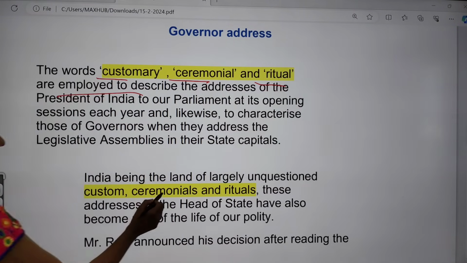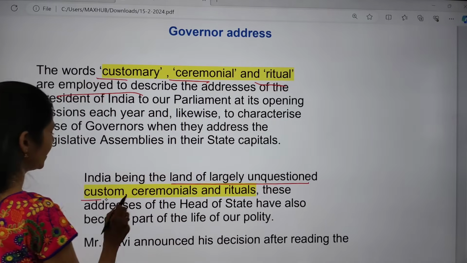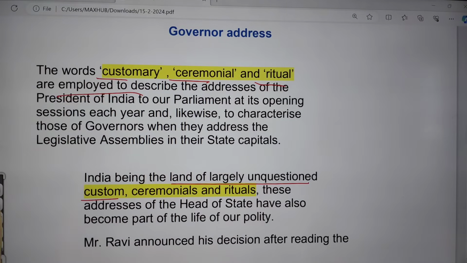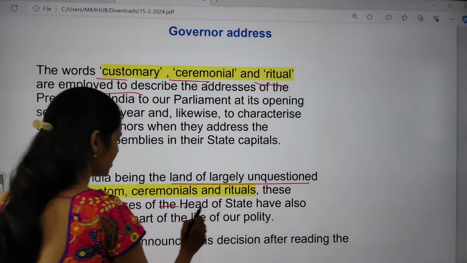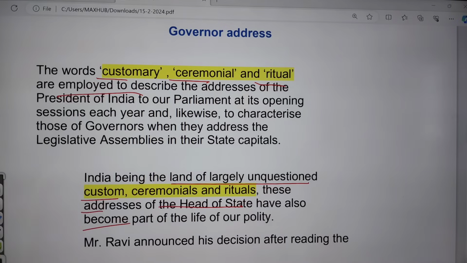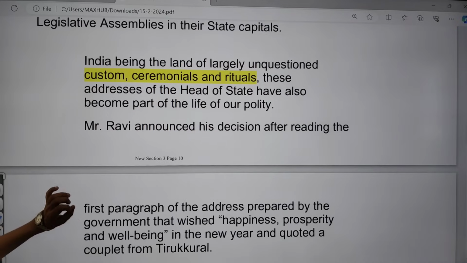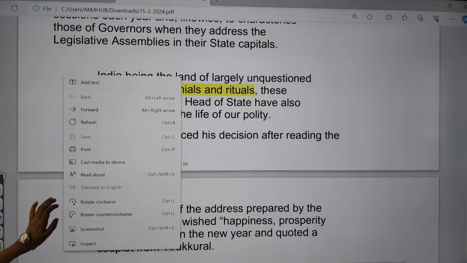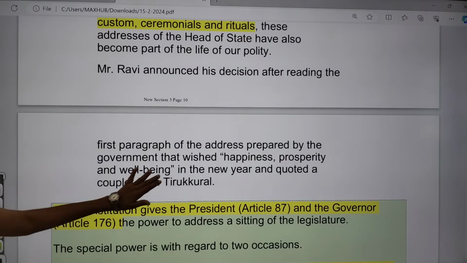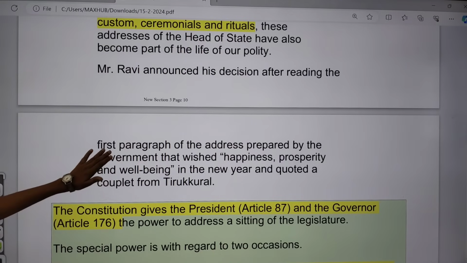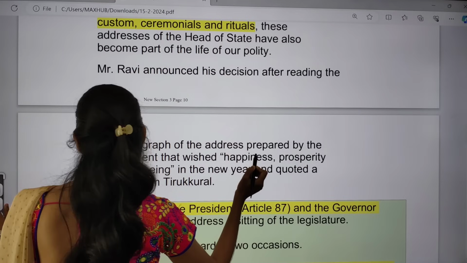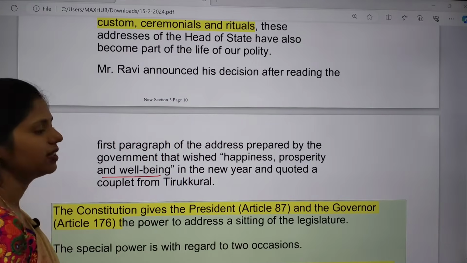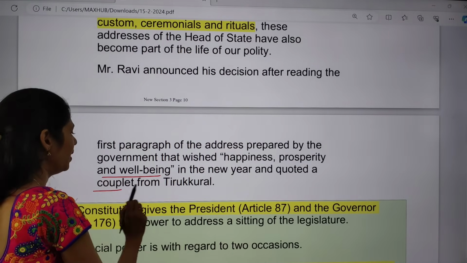India is a land of largely unquestioned custom. We have unquestioned customs, ceremonies, and rituals. These addresses of the heads of the states have also become part of our life, of our polity. Now the issue here is that the Tamil Nadu governor announced his decision after reading the first paragraph of the address. This address is prepared by the state government, which wished happiness, prosperity and well-being in the new year, and also quoted a couplet from the Tirukkural.